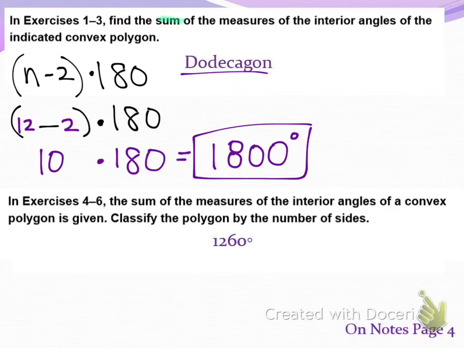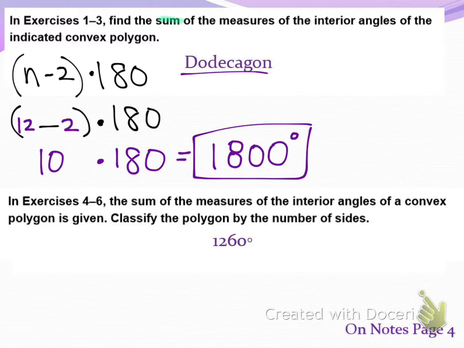All right, so you don't divide it up or anything. You just use the formula to find the sum. That means what all of them add up to. In this second question, you're going to do the opposite. You're given the sum, and now we need to figure out what the polygon was.